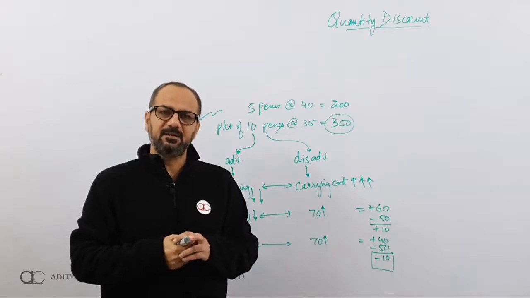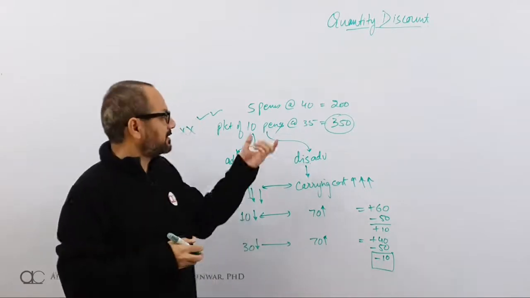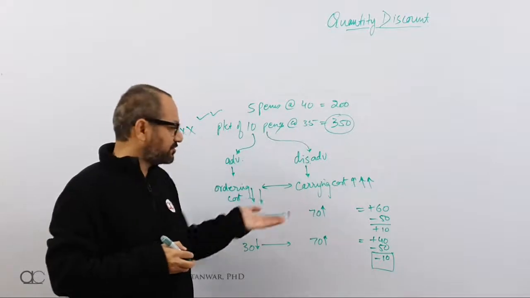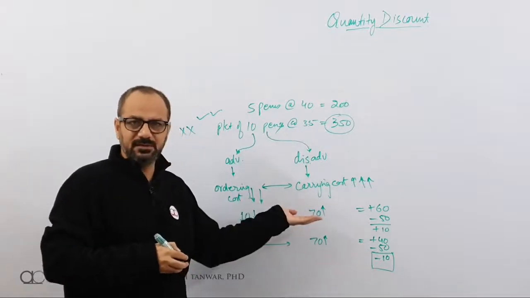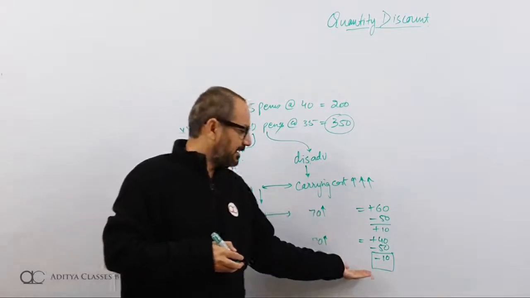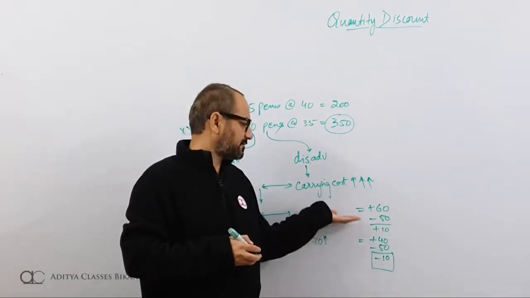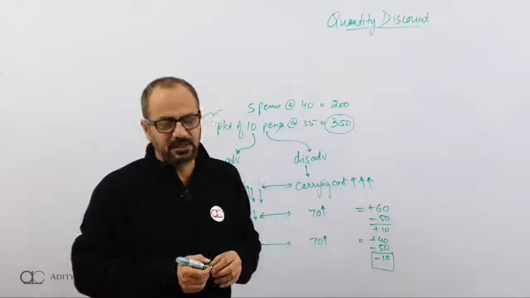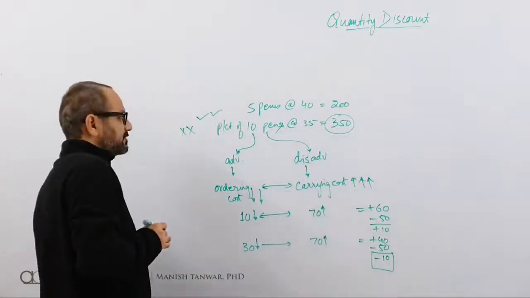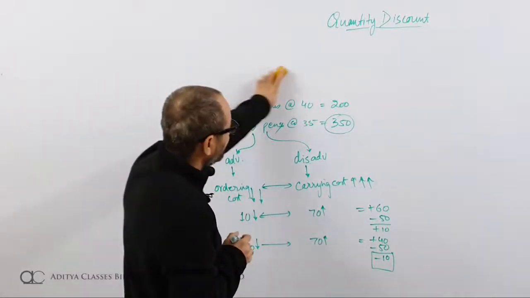So this is the idea behind quantity discounts: the supplier gives you some discount and then you check against your own costs. If you are ultimately ending up in a profit situation, a cost saving, you definitely go for quantity discounts. Otherwise, we reject the quantity discounts. This is the idea behind the concept of quantity discounts.